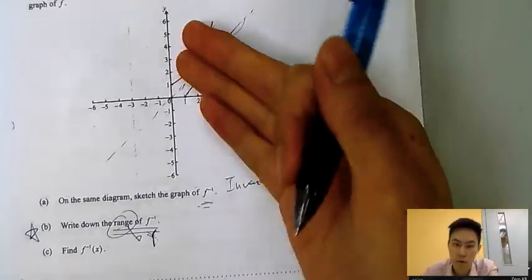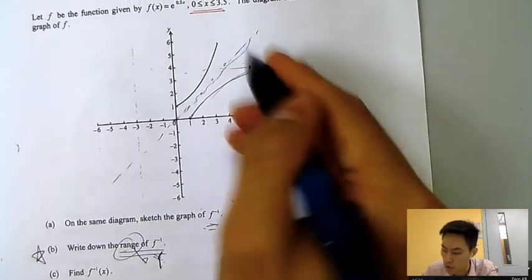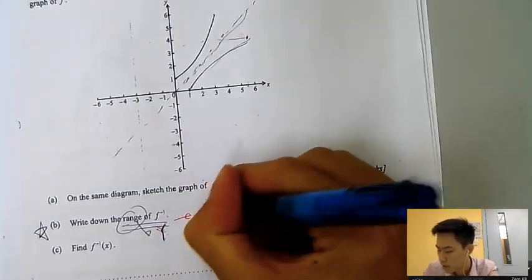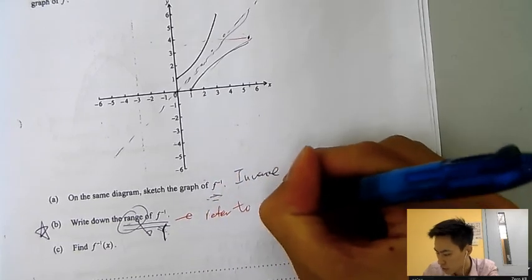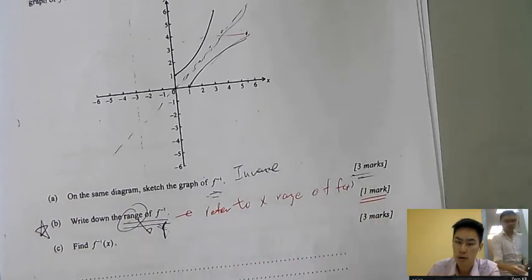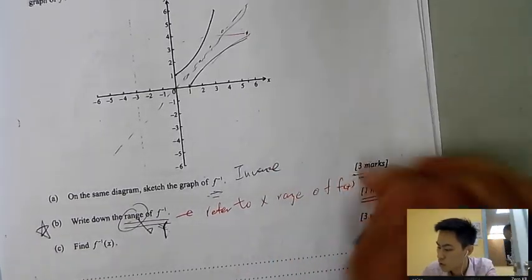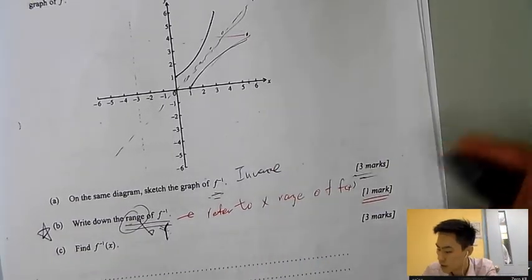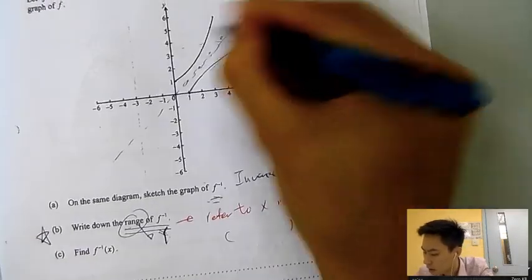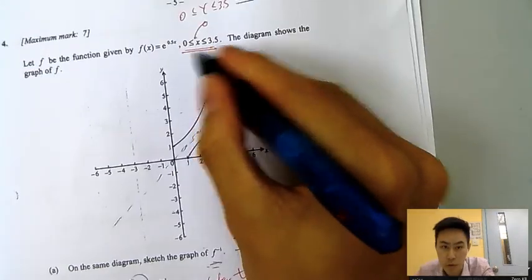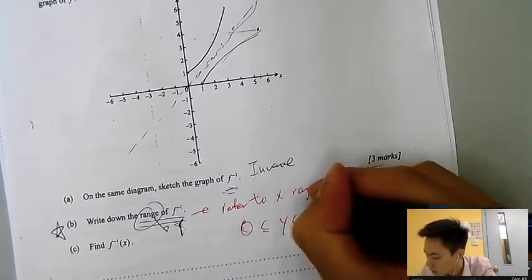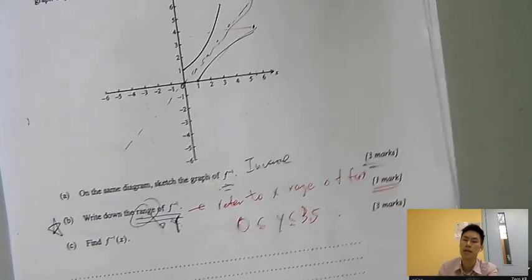So next time whenever you see this kind of question, just refer to the original x range of f(x). Then you just swap x and y. Here it is 0 to 3.5, so 0 to y to 3.5. That's the answer.